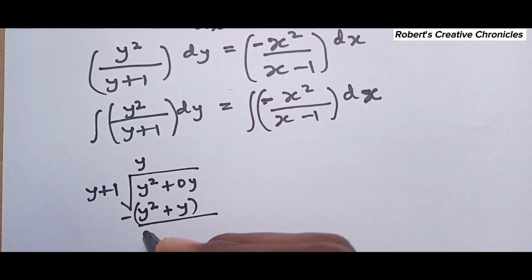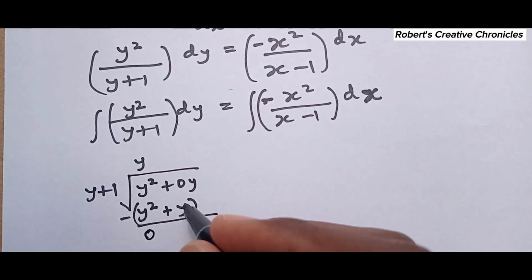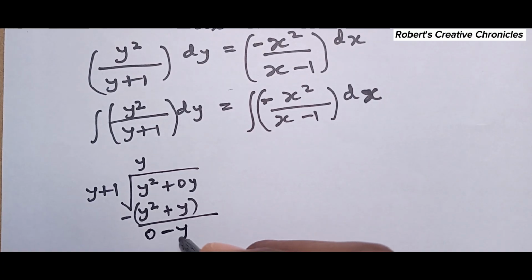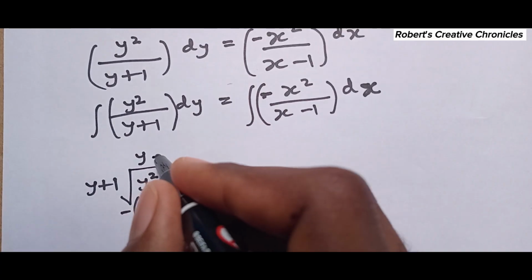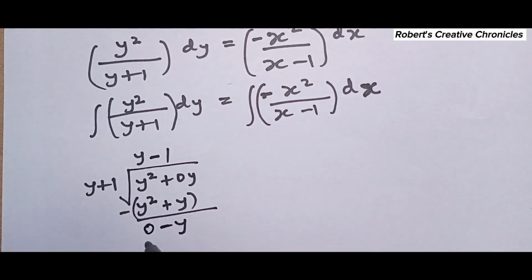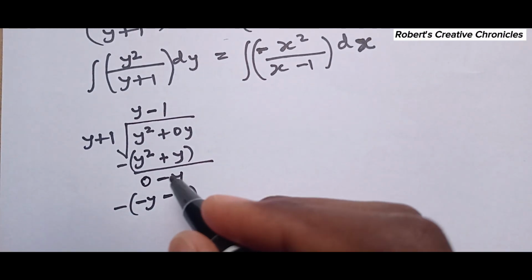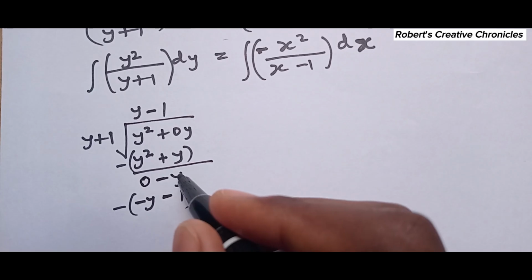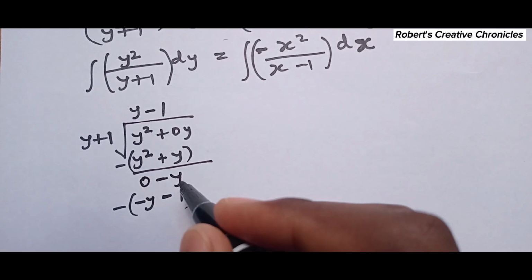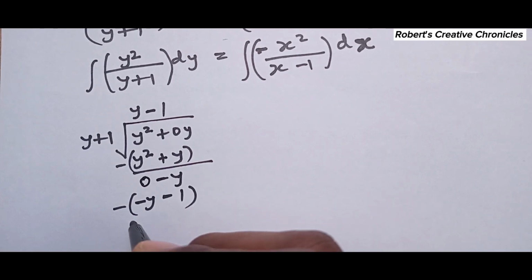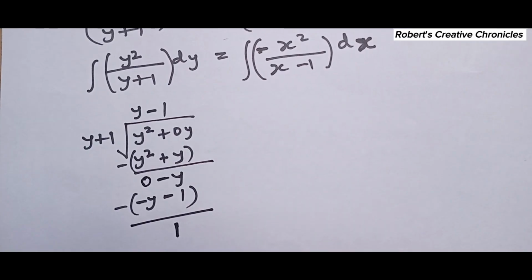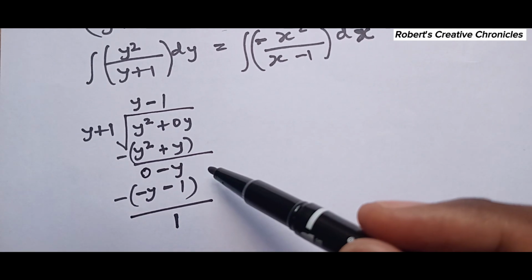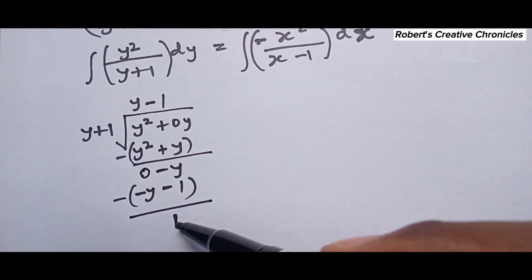This y squared minus y squared is 0. 0y minus y is minus y. So this divided by this is minus 1. So the minus 1 times this is what? Is minus y, then minus 1. Then we minus it again. This becomes positive y. Positive y minus y is 0. Then this becomes plus 1. So what will remain here is 1. So now this is our remainder.